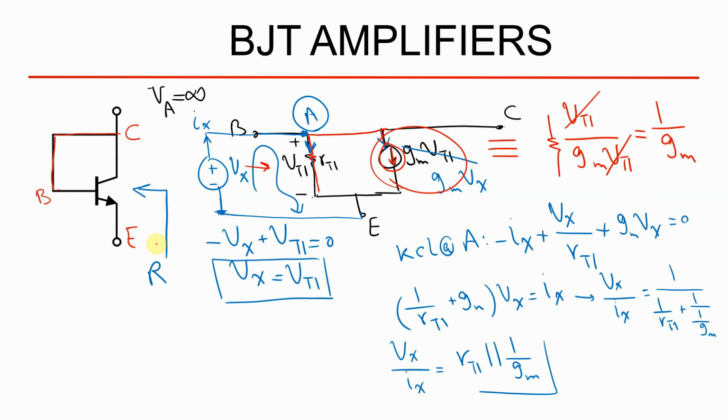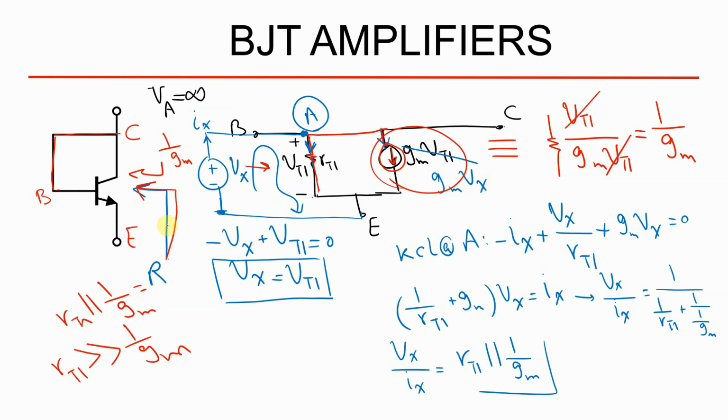You can always say that the resistance between these two nodes equals r pi in parallel with 1 divided by gm. And because r pi is beta Vt divided by Ic, and 1 divided by gm is actually Vt divided by Ic, in most cases r pi is much greater than 1 divided by gm. So in most cases, we simply say that for the diode-connected device, you can model this resistor by just 1 divided by gm. Keep that in your mind.